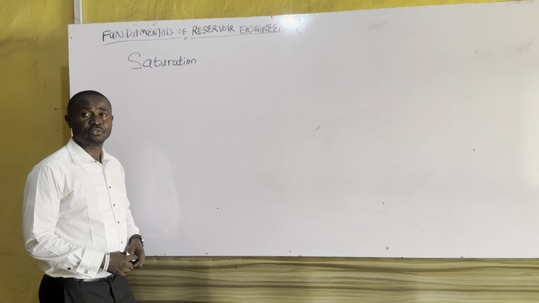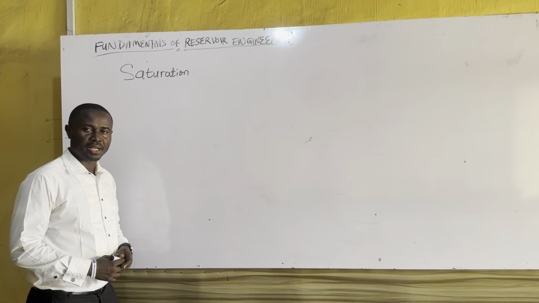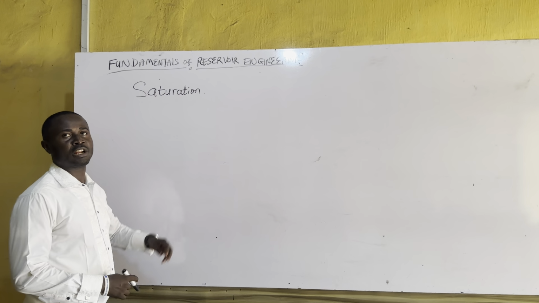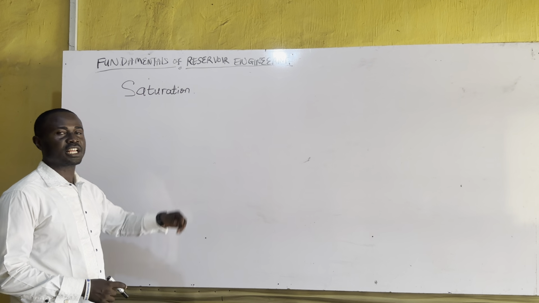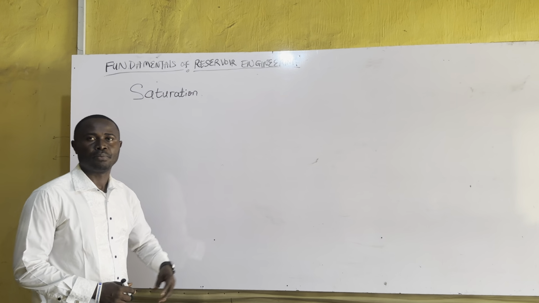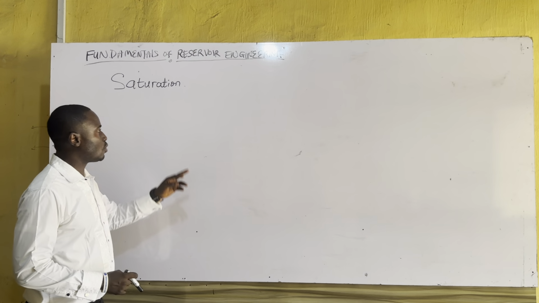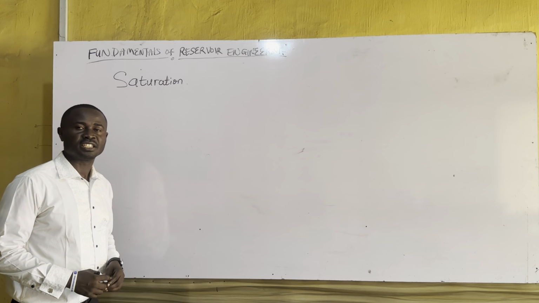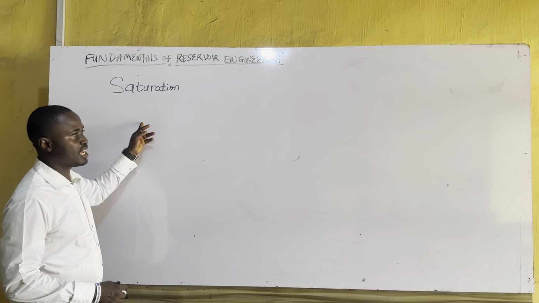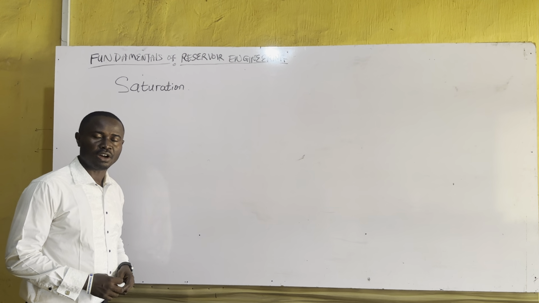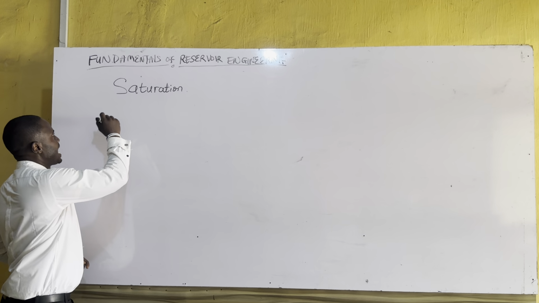We have been on the series of fundamentals of reservoir engineering. We have considered a lot of properties of the reservoir rock, and today we are looking at another critical property, which is the saturation of reservoir rock. The saturation tells us the amount of space available in the pore spaces for reservoir fluids to occupy. So the saturation is a fraction of pore space which is occupied by reservoir fluids. Reservoir fluids, we are talking of oil, gas, and water.